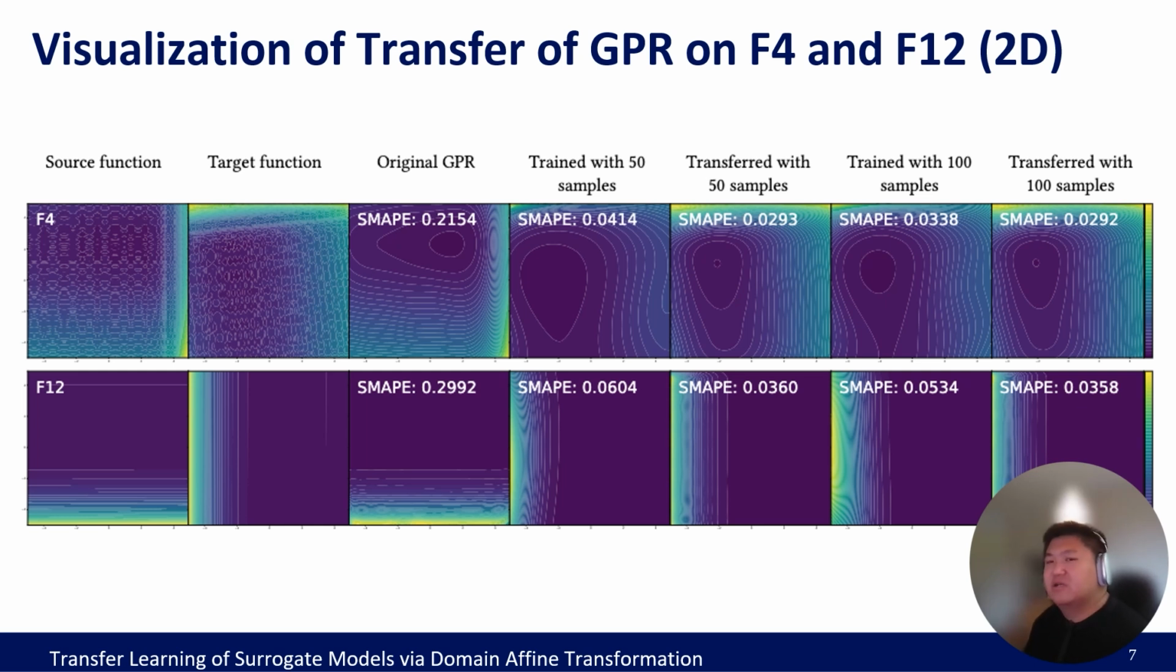The plots trained with 100 samples and transferred with 100 samples show the effect of increasing the number of training and transfer samples, respectively. So in these two cases, we can see that the original GPR is always the worst compared with the two models. So no matter the size of the transfer dataset, the transfer model always outperforms the model trained from scratch in these two cases.